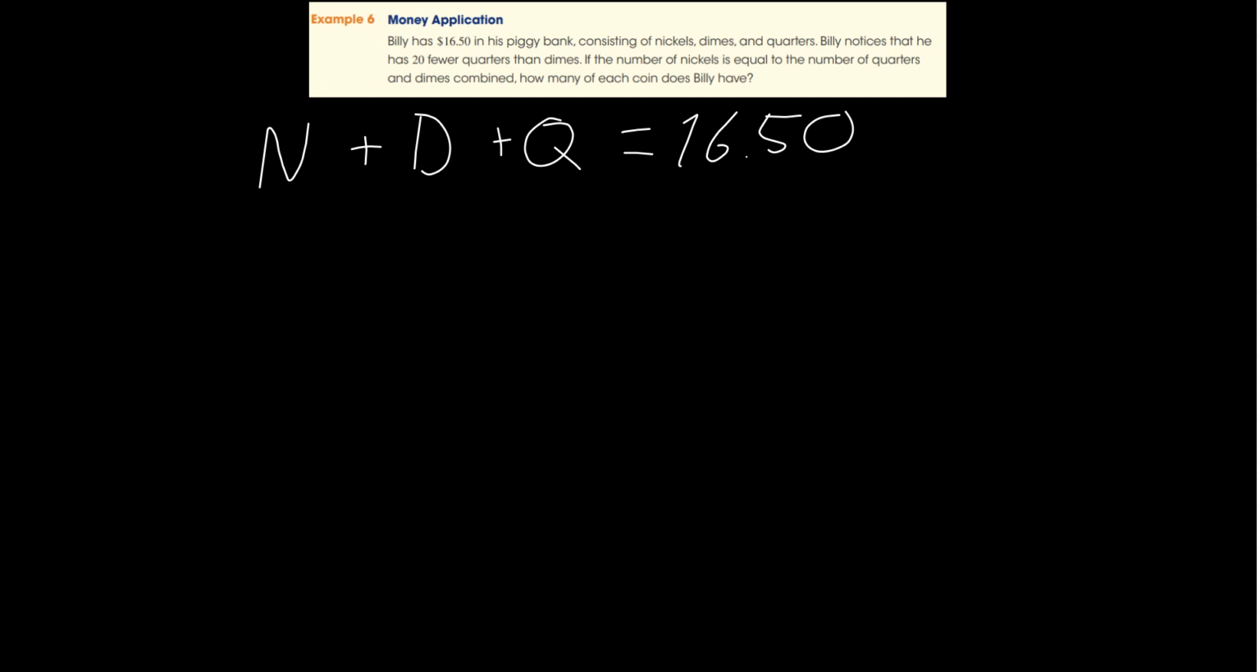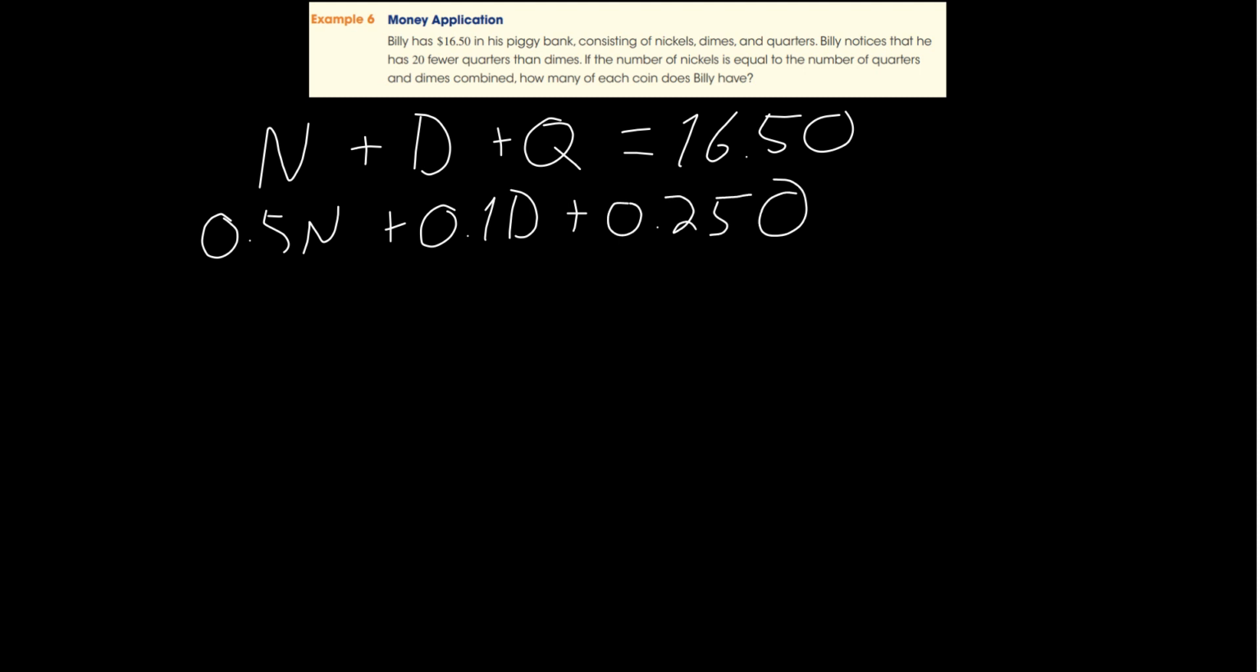And that's a pretty easy step from here: giving them their actual monetary value, which would be 0.05 N plus 0.1 D plus 0.25 Q is equal to $16.50. Okay, so now I've given them monetary value, right? But as I mentioned before, we need to have this broken down into one variable, because this is 3 variables: an N, a D, and a Q. That doesn't help me out at all. So now I got to continue reading on through the problem.